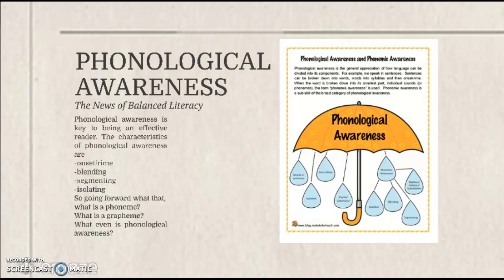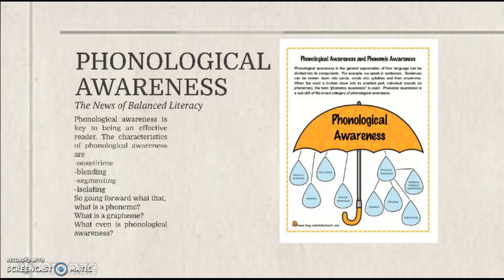The characteristics of phonological awareness are onset and rhyme. Onset is the part of the syllable that is in front of the vowel of the syllable, and rhyme is the rest of that chunk. To put an example with that, like if we had the word cat, k would be onset and at would be rhyme. So that's very important to figure out how to word things.